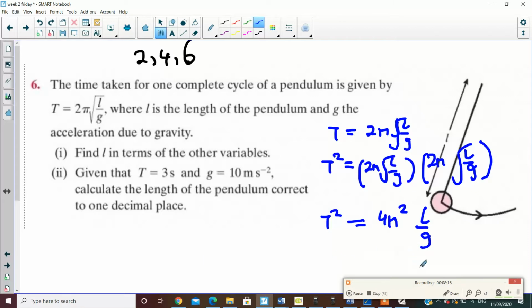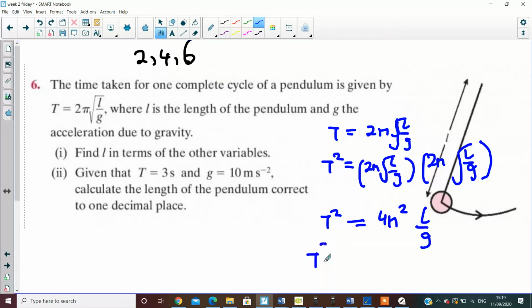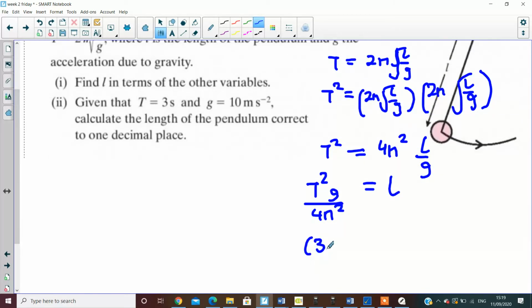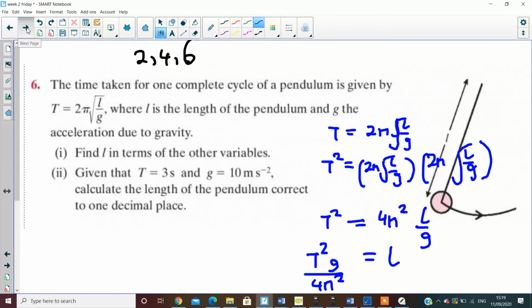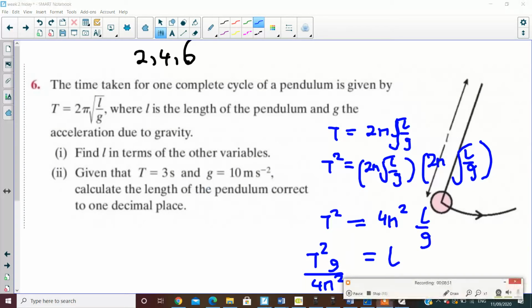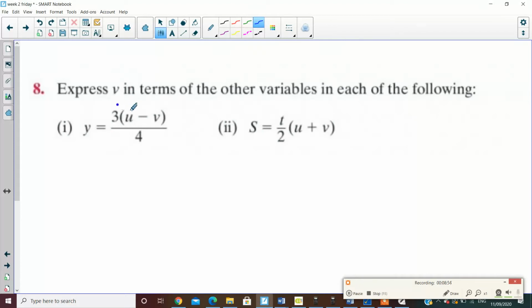You want L on its own, so G is division on the right, which makes a multiplication on the left, and the 4 pi squared goes underneath, leaving L on its own. All you need to do next, guys, is replace T with 3 and G with 10, and you should be good to go. Did anybody get an answer correct to one decimal place? 2.3 meters? All right, good to go. You guys are now on to question 8. Should be handy enough, guys. Move on to 10 when you're done.